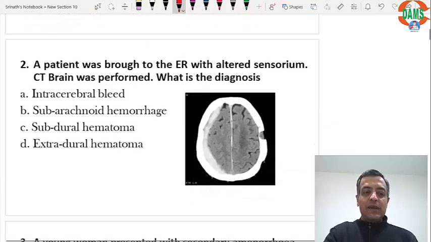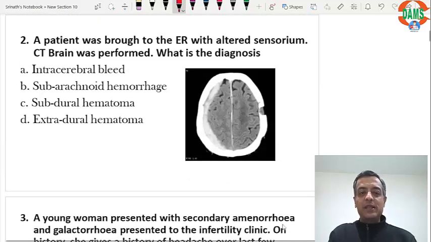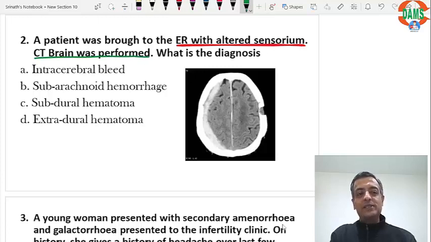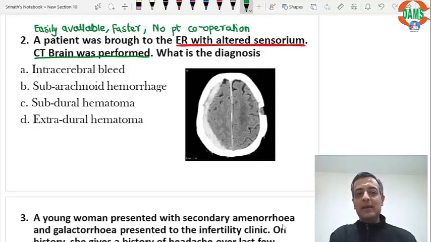Question number 2. A patient was brought to the emergency room with altered sensorium, and a CT brain was performed. CT scan is the imaging of choice in the emergency because it is more easily available, much faster than the MRI, and can be done without patient cooperation. That is why it is the first choice of neuroimaging in the emergency.